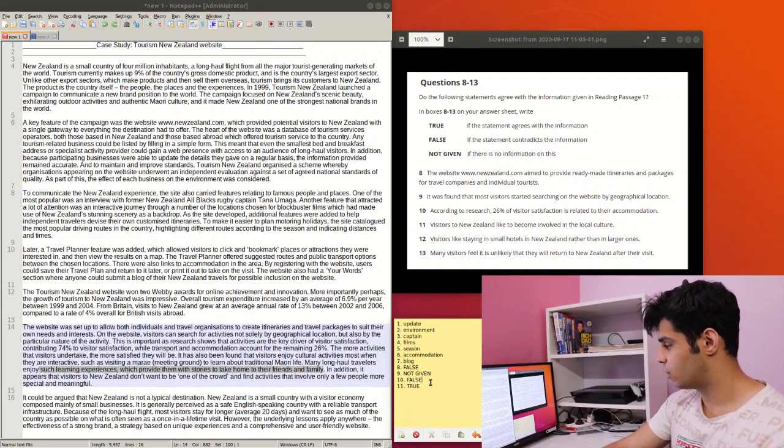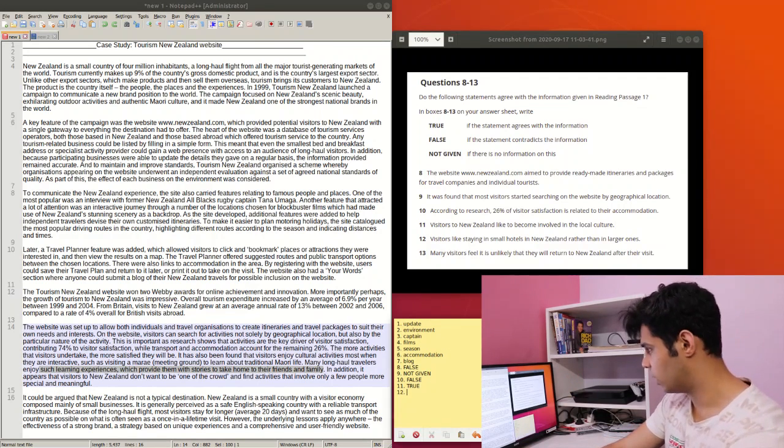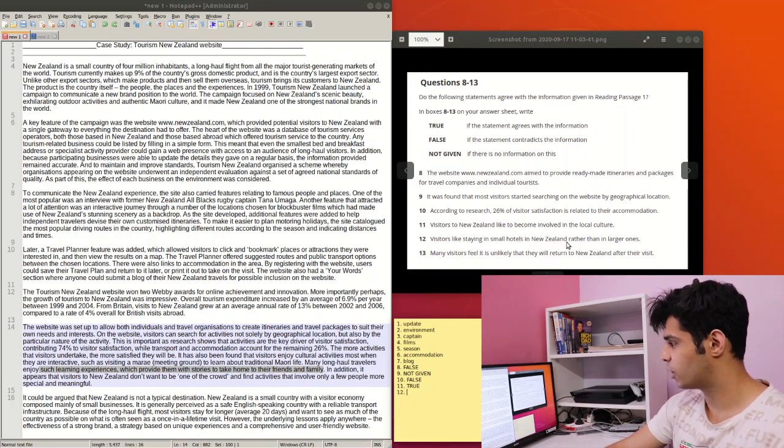Okay. So now we can go ahead and we can do the 12th one. Visitors like staying in small hotels rather than in larger ones. So we did not actually read this till now.